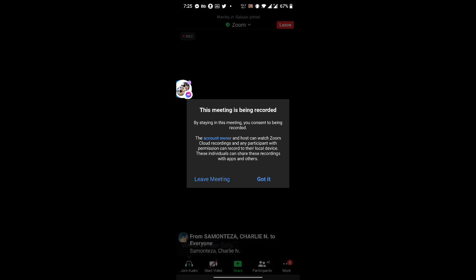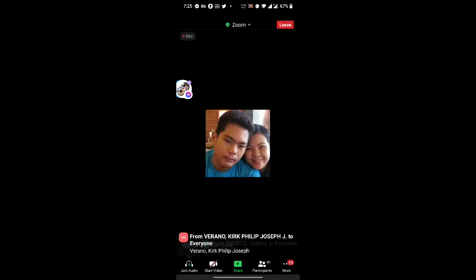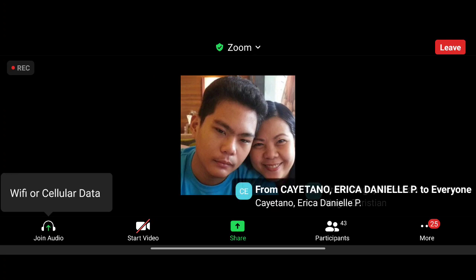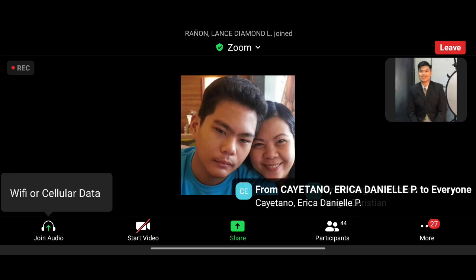Makakadaan ba yung eco bike? Hindi makakadaan yung eco bike? Fuck!